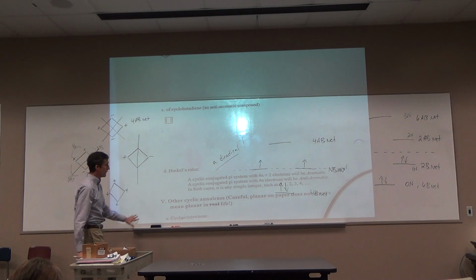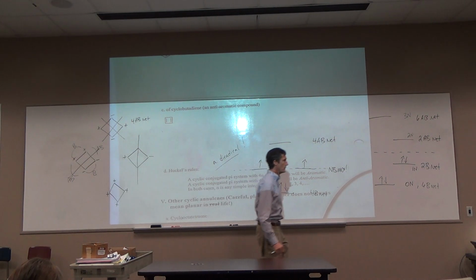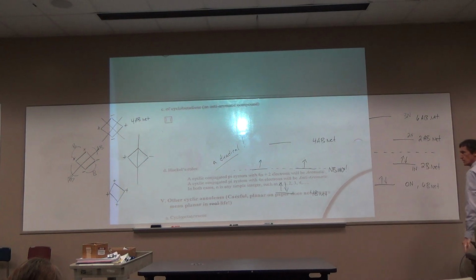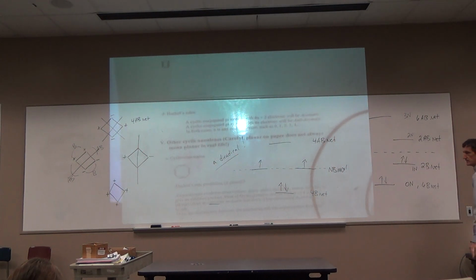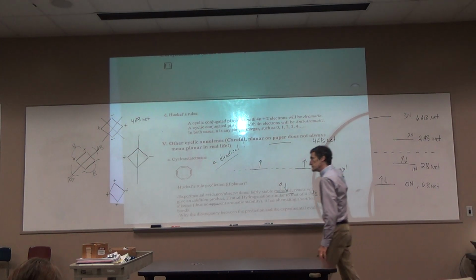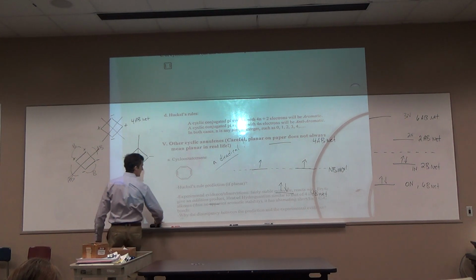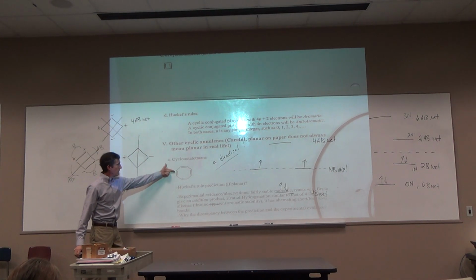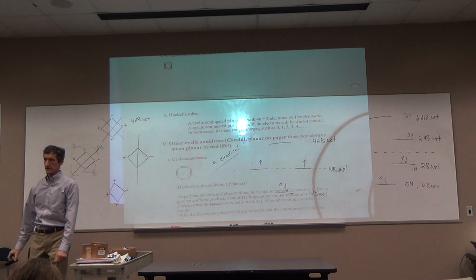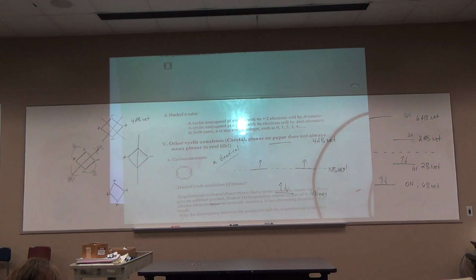Okay? What about other compounds? We've done 4 and 6. What about that one? How many pi electrons here? 8. Well, based on Huckel's rule, should it be aromatic or anti-aromatic? Anti-aromatic? Yes?